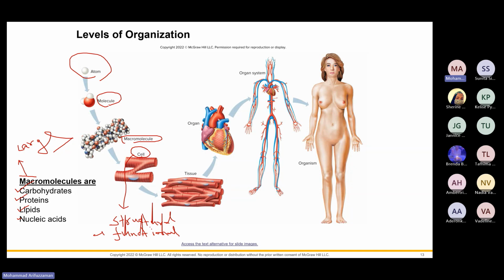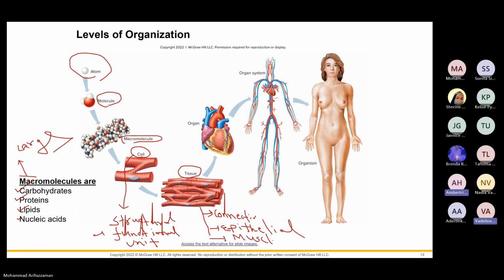You'll find the definition: a structural and functional unit of living organisms, a group of similar cells with a common function to form tissue. So what are the different types of tissues? Connective tissue, epithelial tissue, good. And nervous tissue, and muscle tissue. Good. Now, give an example.